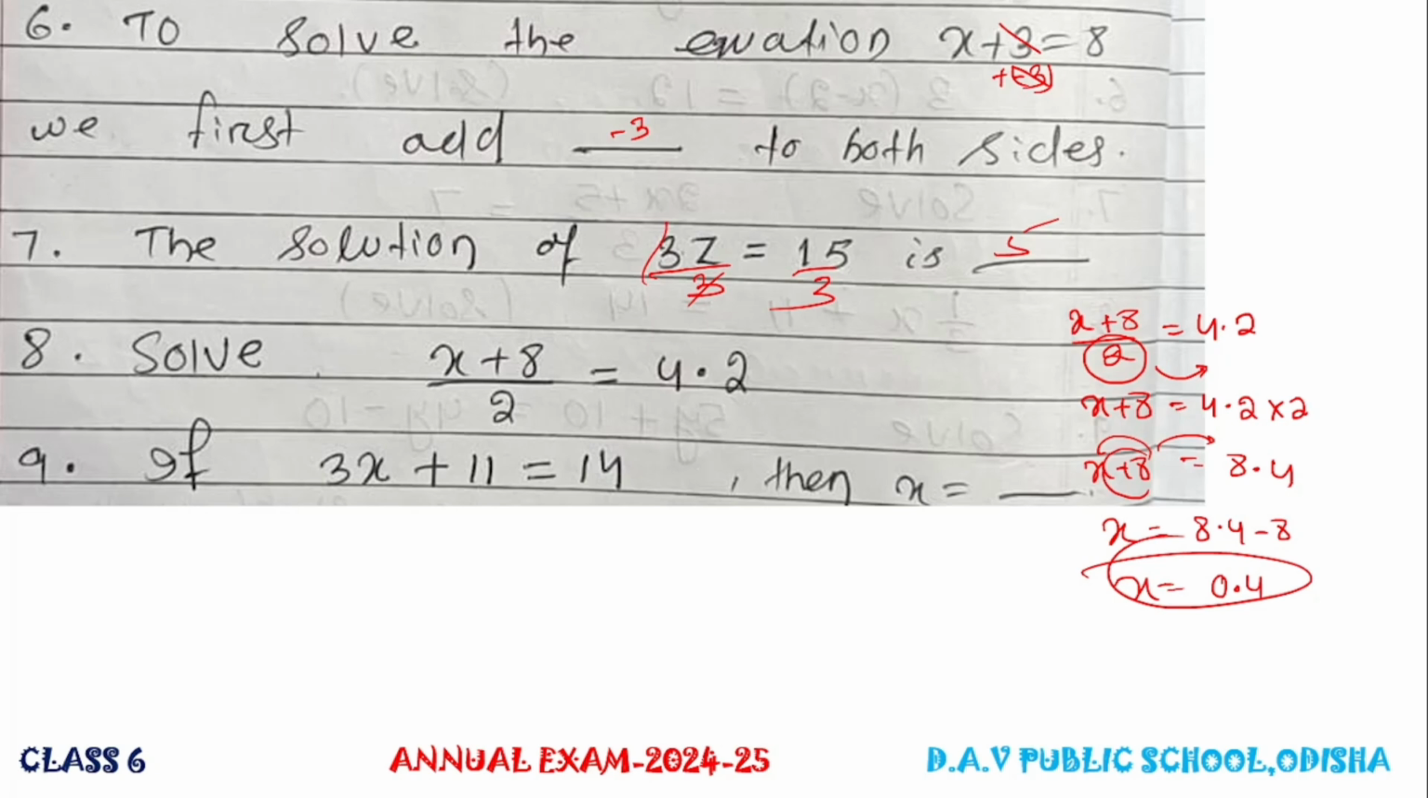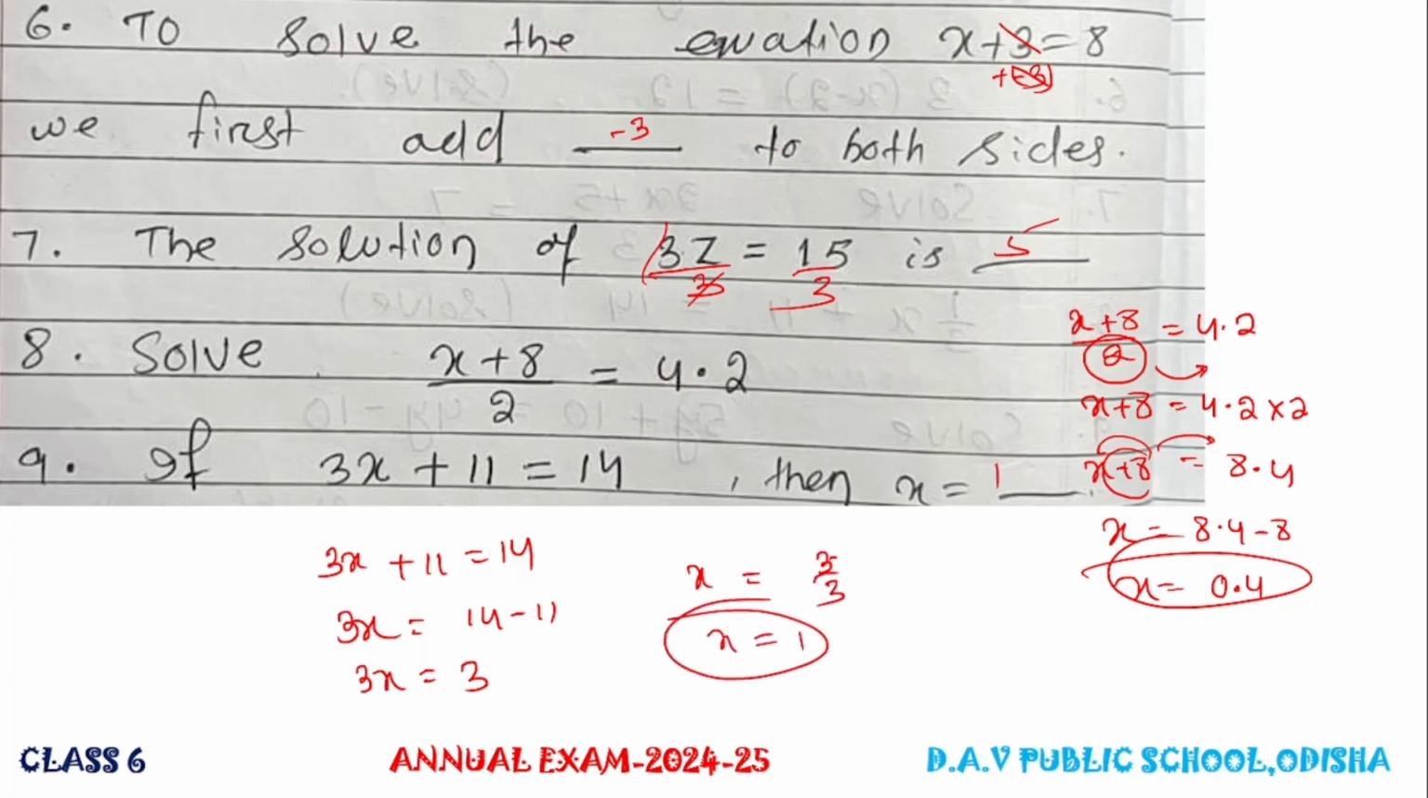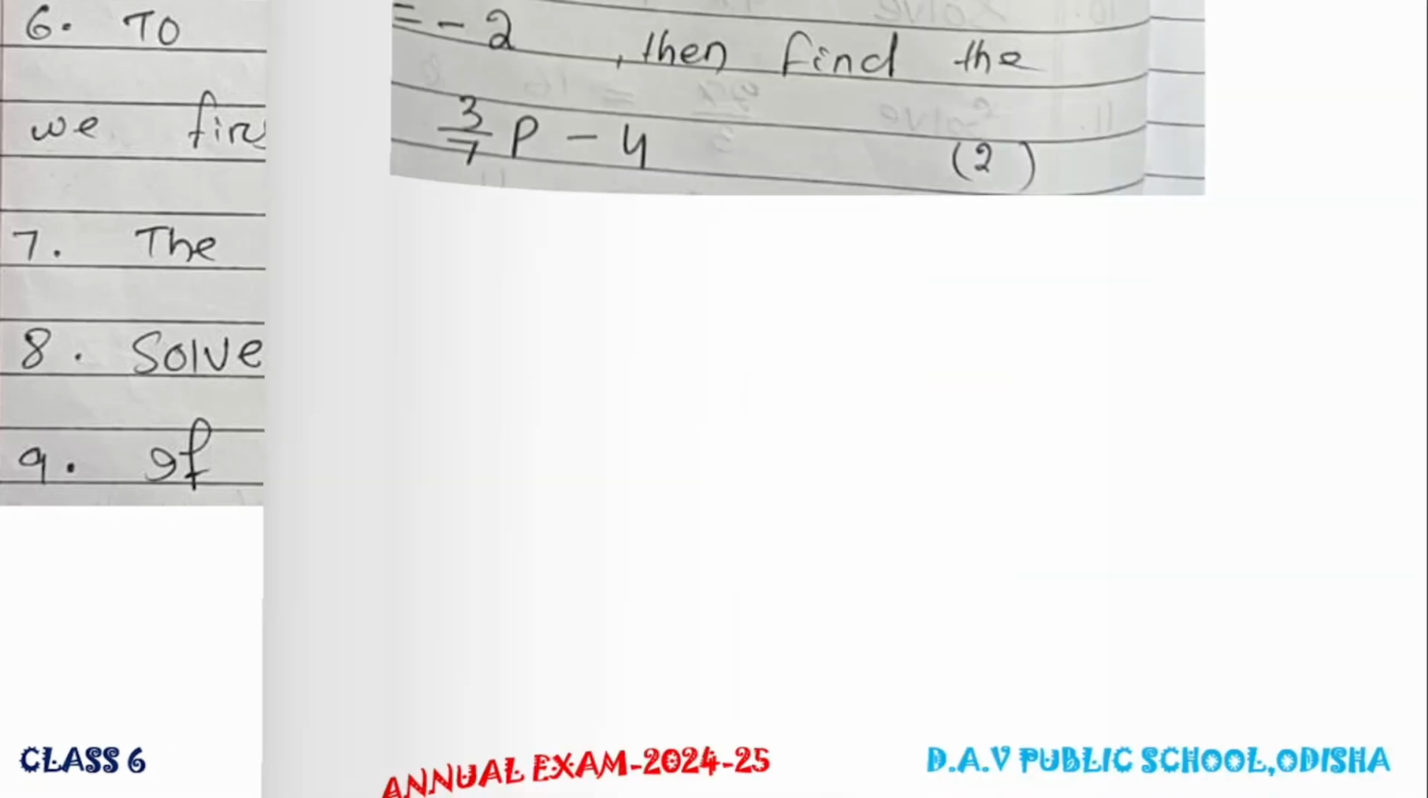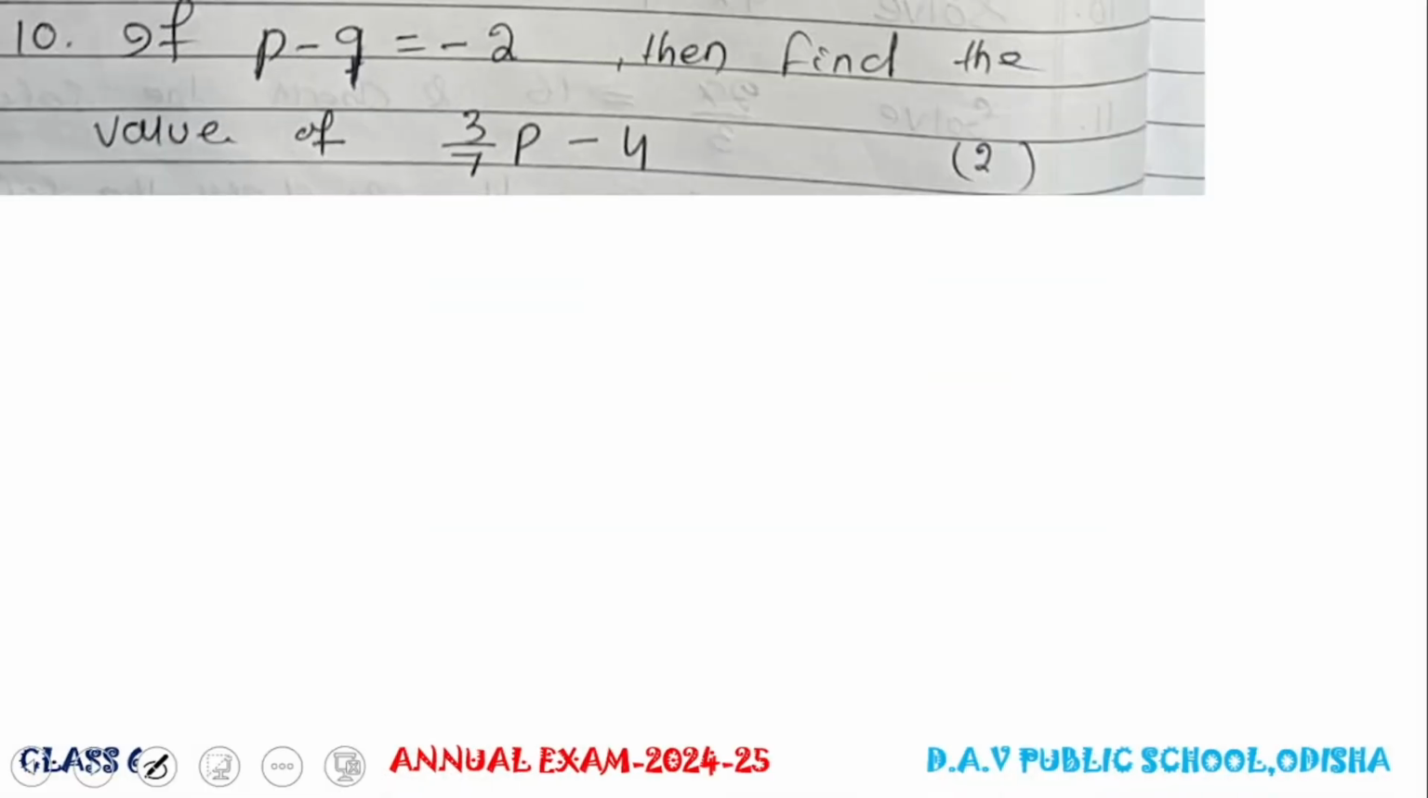Okay. Now if 3x plus 11 equal to 14, then find x. Okay, 3x plus 11 equal to 14. So tell me what is 3x? Now 14 minus 11. Now 3x equal to 3. So tell me what is x? Now x equal to 3 by 3 equal to 1. So answer is 1. All of you clear? Now the last question.